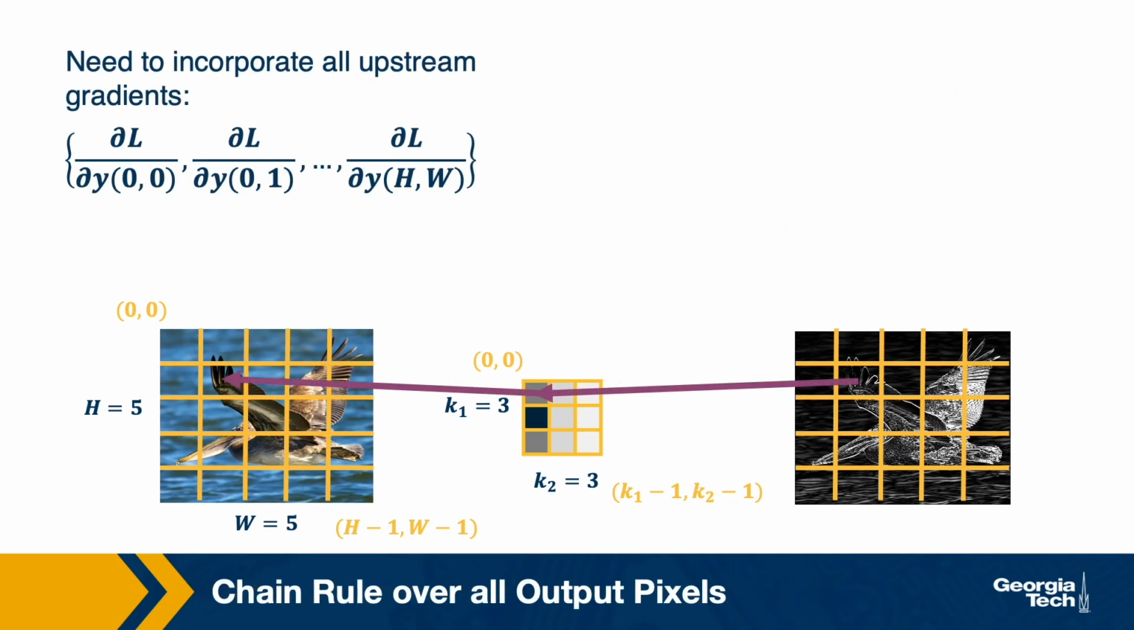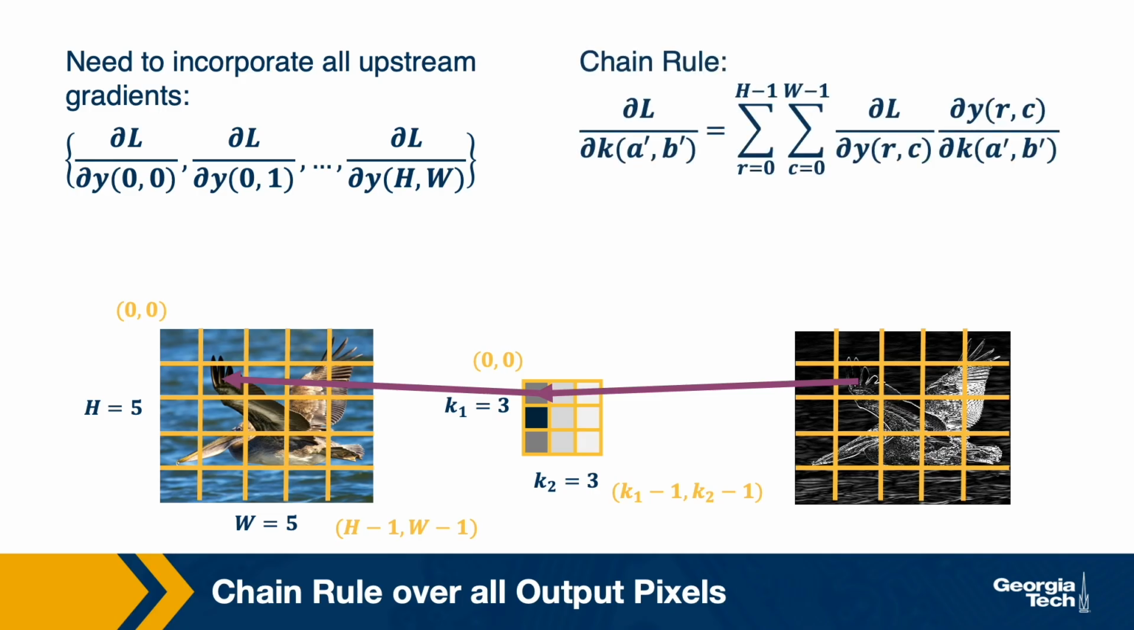And so because this one kernel value affects all of the pixels on the output, we actually need to incorporate all of the upstream gradients. That is, the partial derivative of the loss with respect to y of 0, 0, 0, 1, and so on, all the way to the end. And the way we can do this is through the chain rule. Again, if you have an outgoing arrow in the computation graph from a particular variable, that is, that variable affects multiple things at the output, then we'll just sum the gradients when we perform the backwards pass. That is, you'll have a corresponding backwards edge back to the same variable, and you'll add all the gradients across all the edges.